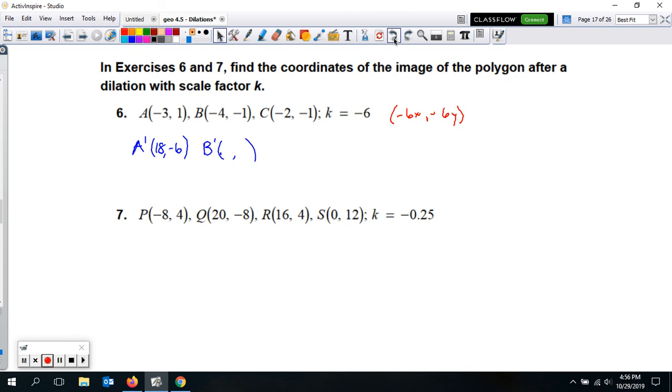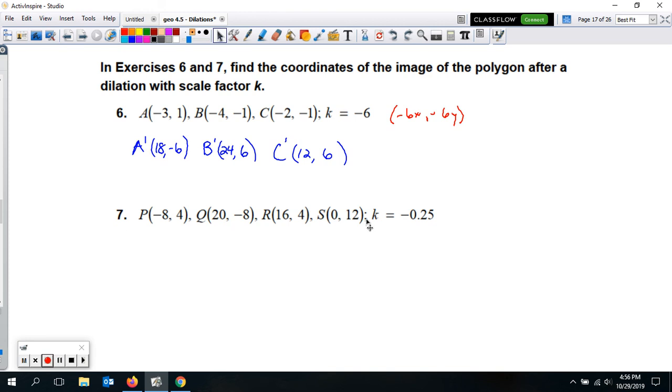For B prime, negative 4 goes here, so negative 6 times negative 4 is positive 24. And then for the y, actually, sorry, it's not negative 1 yet, it's just a 1. Now it's negative 1, so negative 6 times negative 1 is positive 6. And then for C prime, negative 2 goes here, negative 6 times negative 2 is going to be positive 12. And for negative 1, same as this one, it's going to be 6 as well. So there are your points. You should have got those right. If you missed anything, just fix that on your paper.